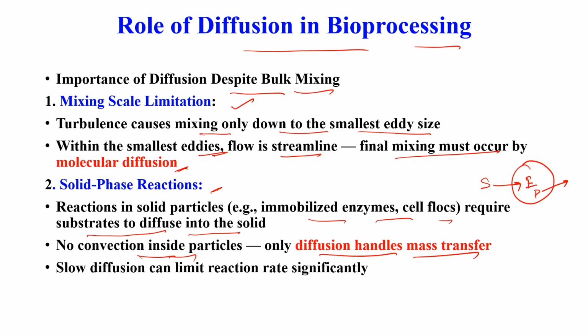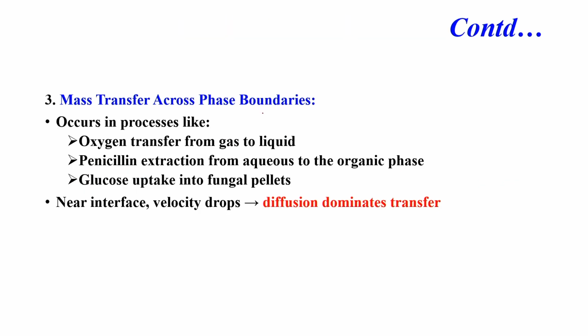In general, we have discussed, this is called intraparticle diffusion, and if the diffusion is slow it can limit the reaction rate significantly. Then there is mass transfer across the phase boundary, where the phases can be solid-liquid, liquid-liquid, or liquid-gas. Particularly oxygen transfer at the gas-liquid interface, solvent extraction at the liquid-liquid interface, and substrate intake at the solid-liquid interface. Near the interface, diffusion dominates the mass transfer operation.